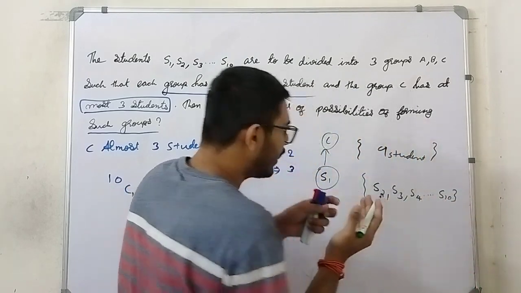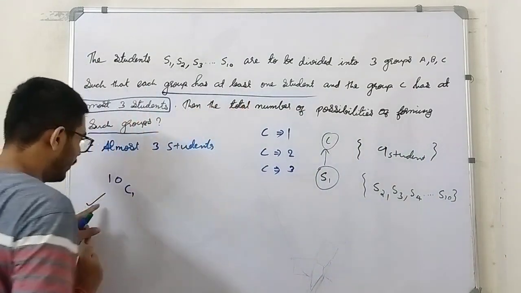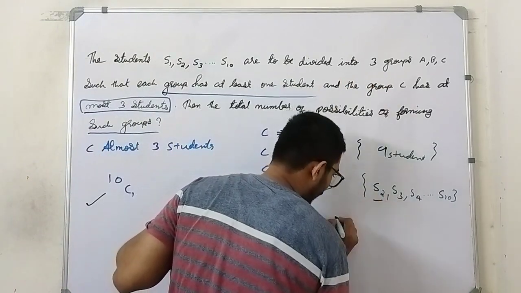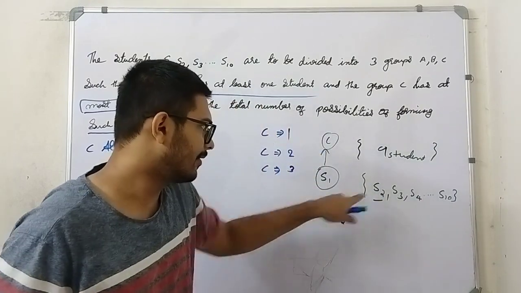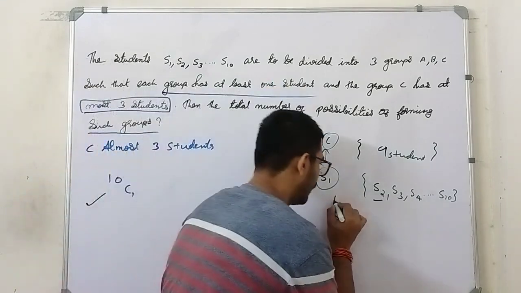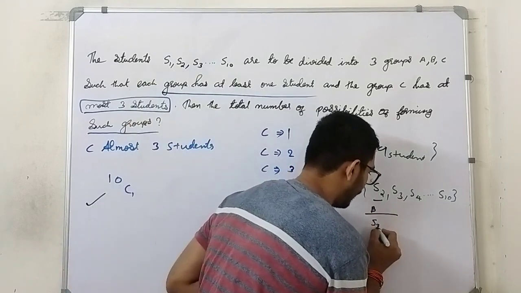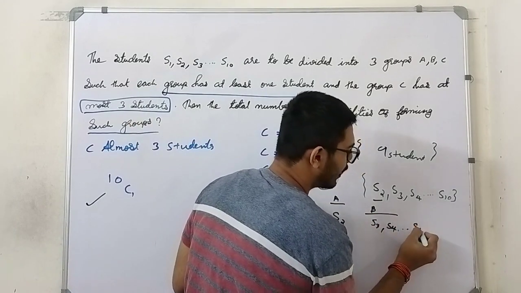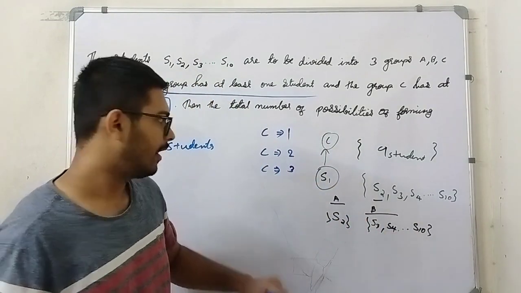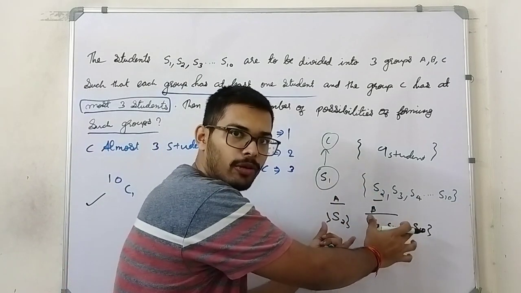Now, how many ways can A be filled? Because we have already filled C, now we need to fill both A and B. Suppose A is filled with S2. If A is filled with S2, the condition is satisfied that at least one student is there in A. Now A is filled with S2, so the remaining students S3, S4, etc. up to S10 will be in B. So this is one possibility. If A is selected differently, the rest of the students will automatically go to B.